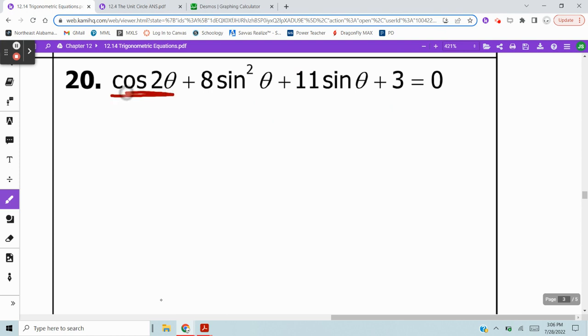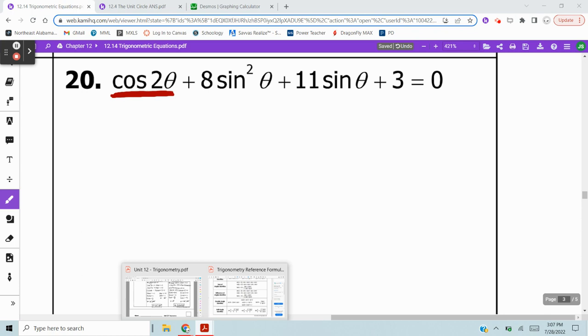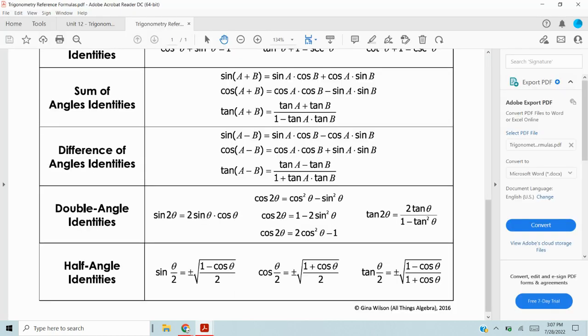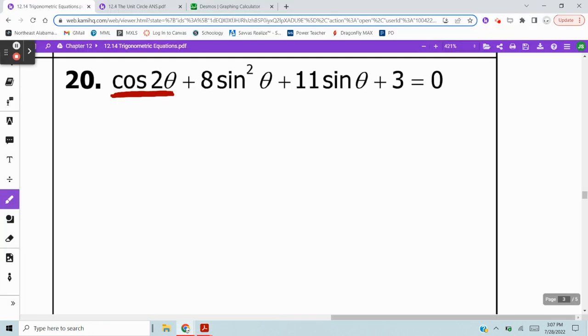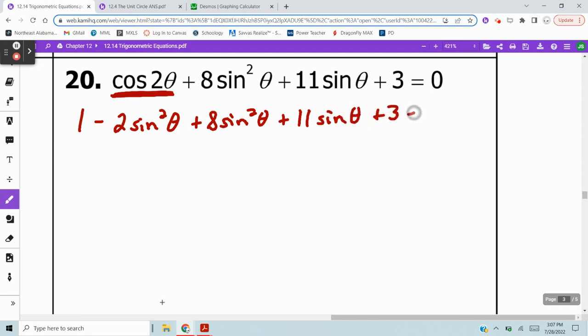Now, for the same reason that I told you on the last one, we have all sine stuff on this problem except for this. And I know that I do have a double angle identity that involves only sine stuff. So we go back, and my cosine of 2 theta right here is equal to 1 minus 2 sine squared. So let's replace it with that. 1 minus 2 sine squared theta plus 8 sine squared theta plus 11 sine theta, seems like a long problem, plus 3 is equal to 0.